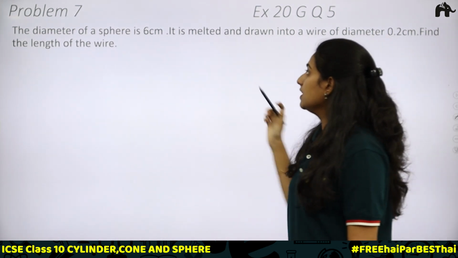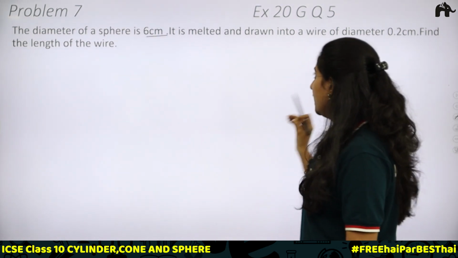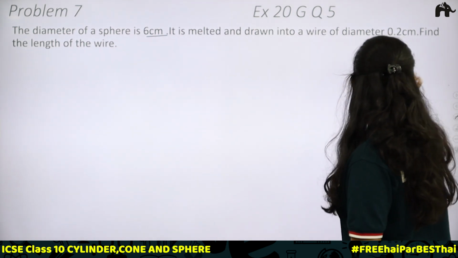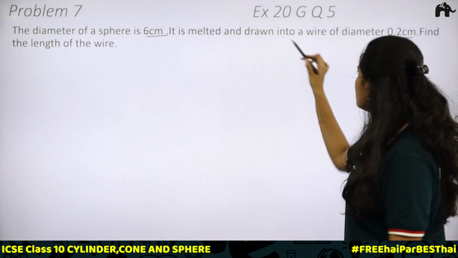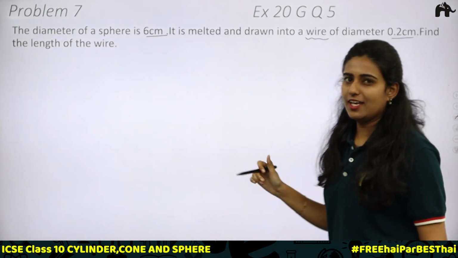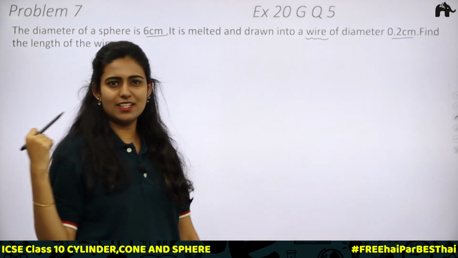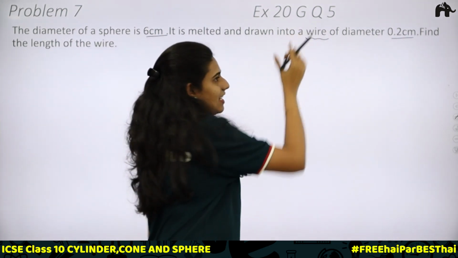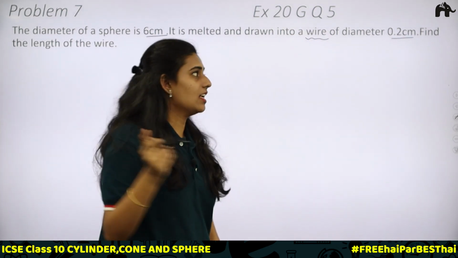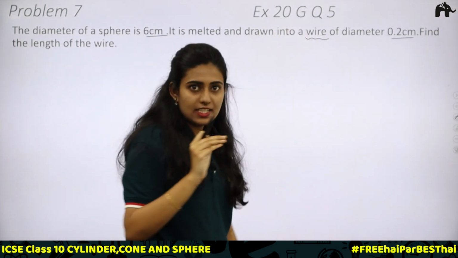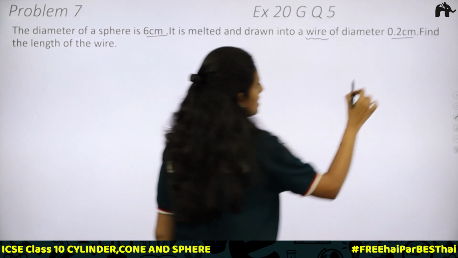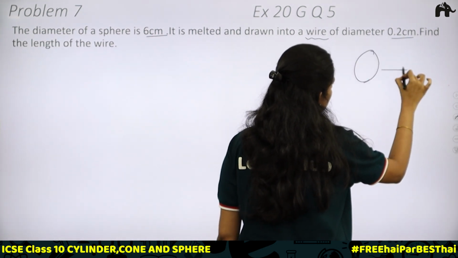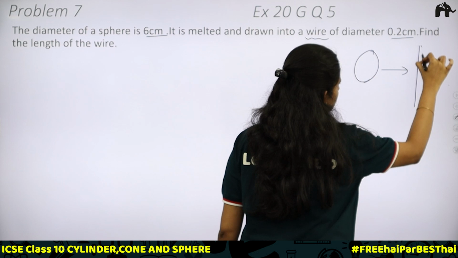Okay. Problem 7. Question 5 of exercise 20G. The diameter of a sphere is 6 centimeter. It is melted and drawn into a wire of diameter 0.2 centimeter. Find the length of the wire. Okay, wire. What is the shape of a wire? Is it a sphere, cone, cylinder, which can be taken? It is a cylinder, right? With a very small diameter. So a wire is a cylinder with a very small diameter. Here we have a sphere which is converted into a thin wire.